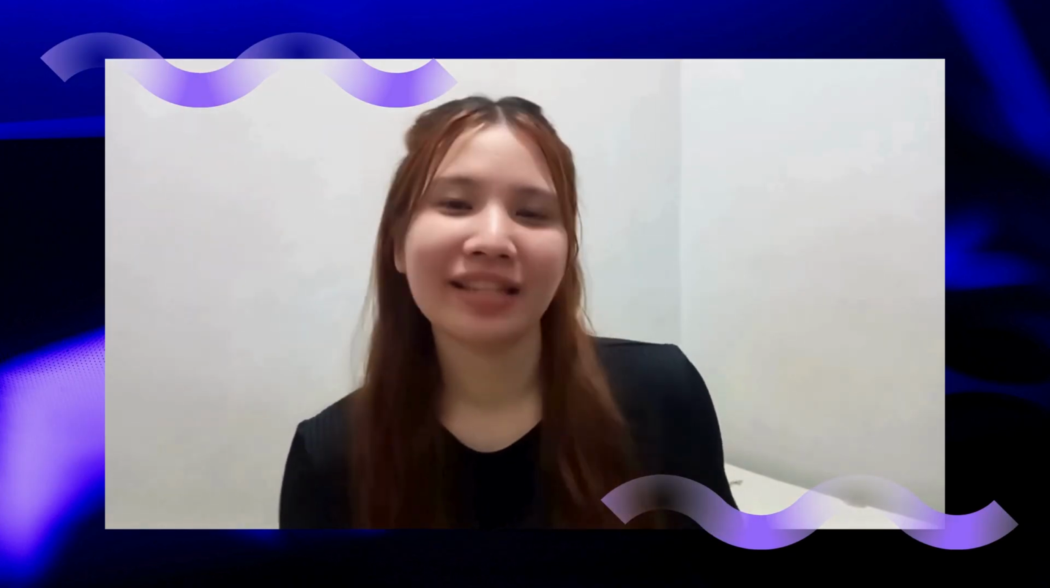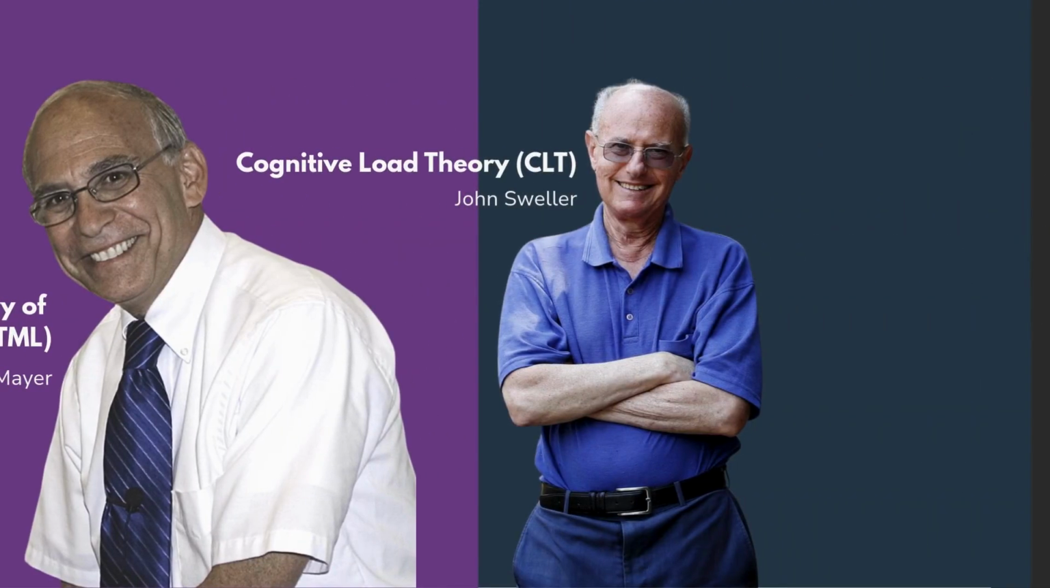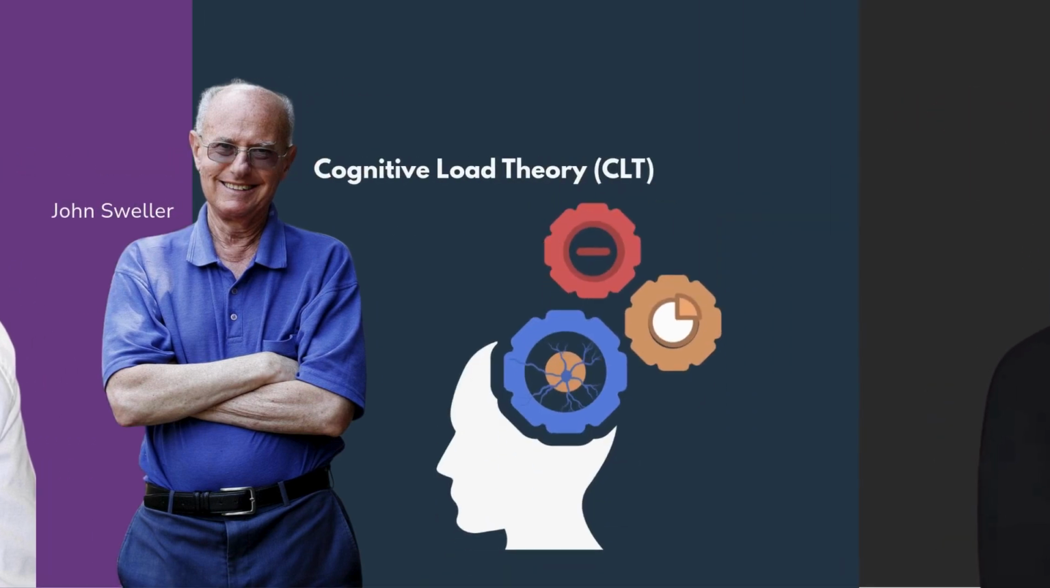But before that, let's discuss the theories behind it. The cognitive load theory or CLT by John Sweller and the dual coding theory or DCT by Allan Paivio. CLT explains how our working memory has a limited capacity.